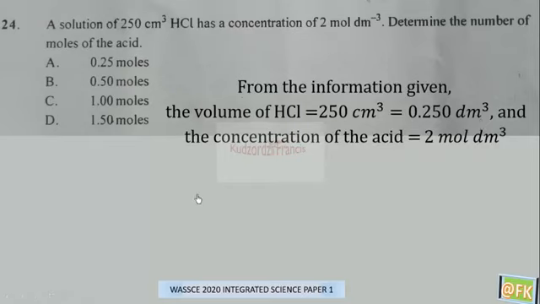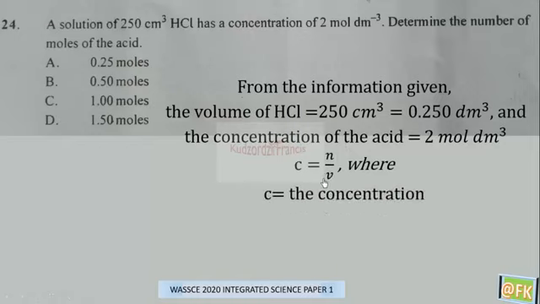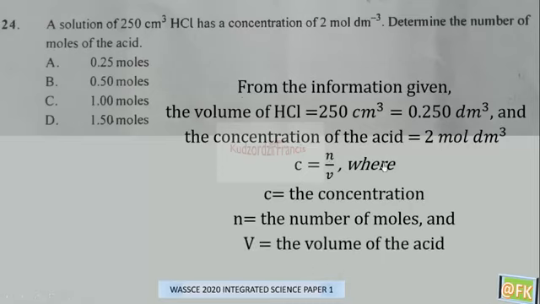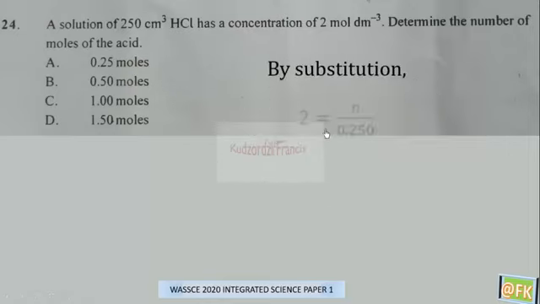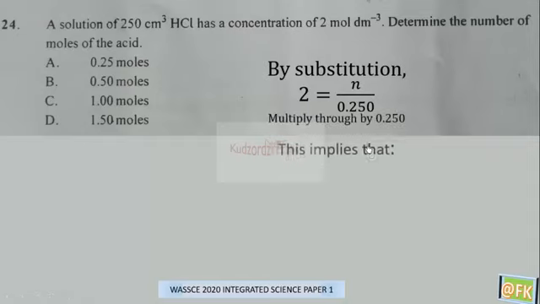Now the formula is C equal to n over V, where C is the concentration, n is the number of moles, and V is the volume. We substitute these values into the formula, and we get 2 equal to n over 0.250. We cross multiply, and we get n to be equal to what?